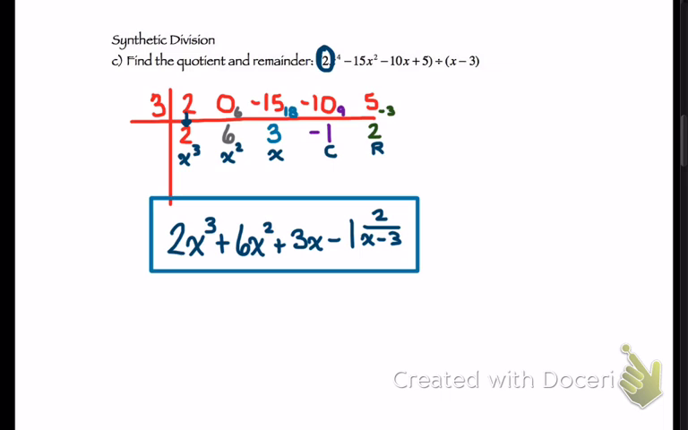So synthetic division, what makes this 0? Well, that makes it 0, so that's what I'm going to put in the box. You take all of the coefficients and simply put them there.